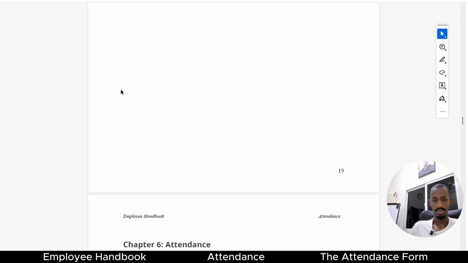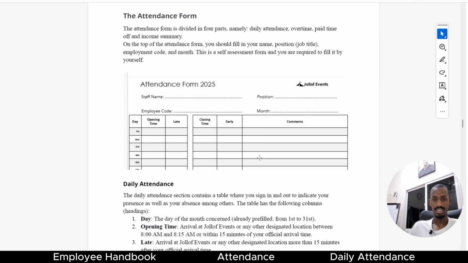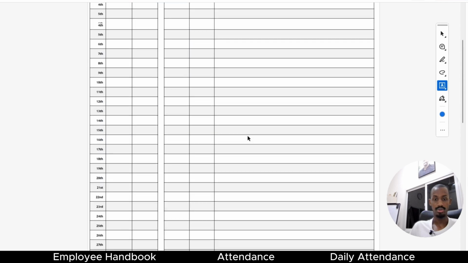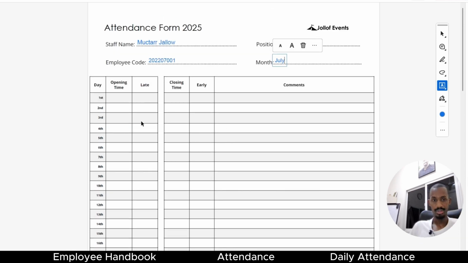Let's go back to the handbook. All right, so this is it. This is an example of the attendance form. So daily attendance is the first part, on the first page. The first part here is the daily attendance, and when you turn behind, you are going to see the other parts, which are the overtime, income summary, and others as well. So this is the daily attendance.